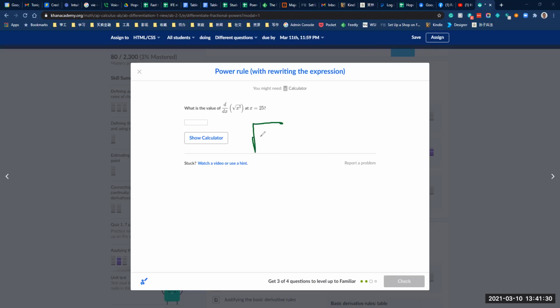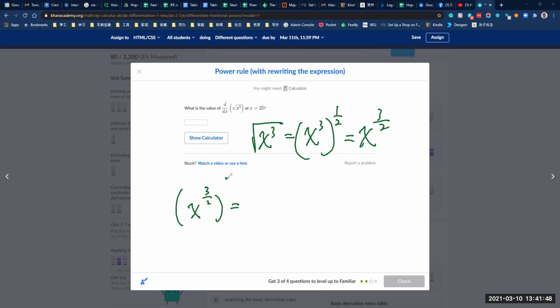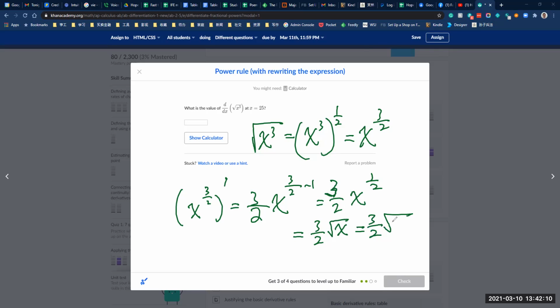So that is x to the 3 and a half. Then we do the exponent, this is just multiplication, so that is 3 over 2. So that's what we have. And then we just have to take the derivative. That gives us 3 over 2 times x to the 3 over 2 minus 1, which is 3 over 2 times x to the half, which is the square root of x. Now we plug in 25, so it's 3 over 2 times the square root of 25, which gives us 5. So 3 over 2 times 5 is 15 over 2, which gives us 7.5.